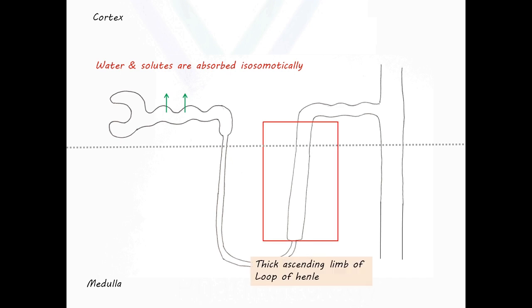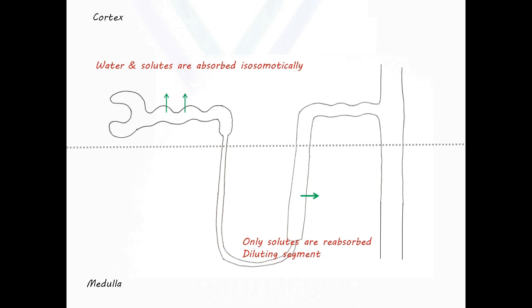This is the thick ascending limb of the loop of Henle. This part of the nephron is impermeable to water and permeable only to solutes. Thus, this is called the diluting segment of the nephron. Sodium and chloride are reabsorbed with the help of symporters. Thus, solutes accumulate in the renal interstitium, making the renal interstitium hypertonic.